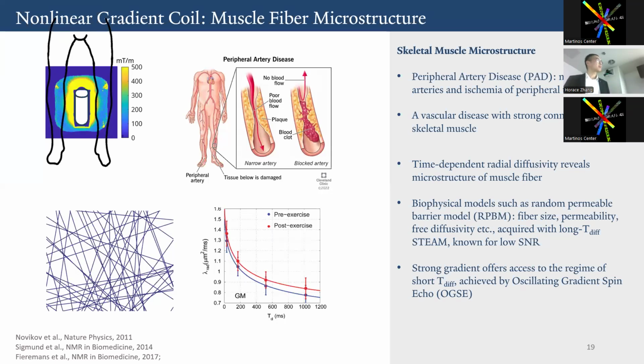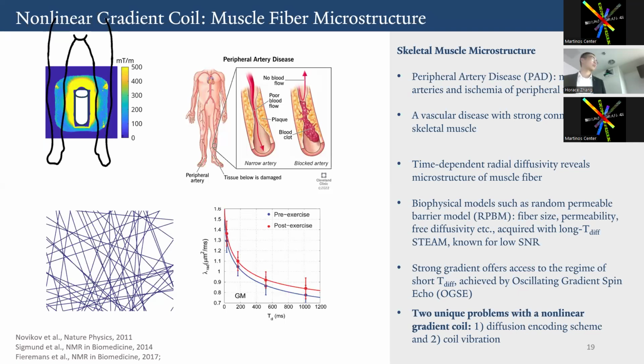Now, before we dive into it, there are actually two unique problems associated with the nonlinear gradient coil. The diffusion encoding scheme is not a pure spherical q-space anymore. It's more like an ellipsoidal shape. The second problem is the coil vibration, which I mentioned earlier, and that's going to cause tissue displacement, which leads to dephasing or signal voids in the image.